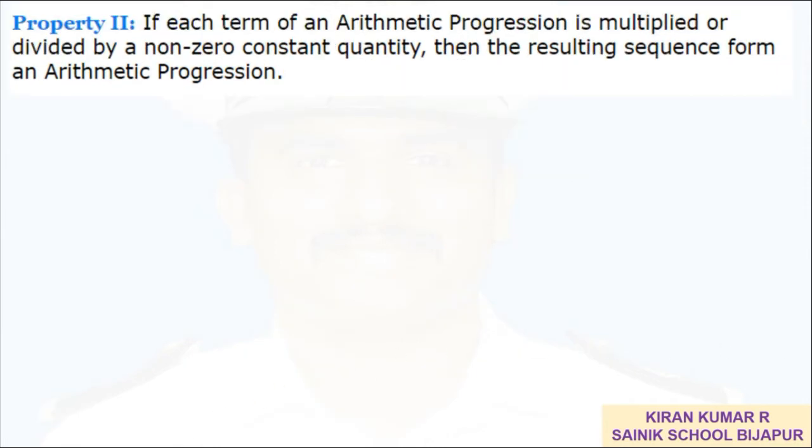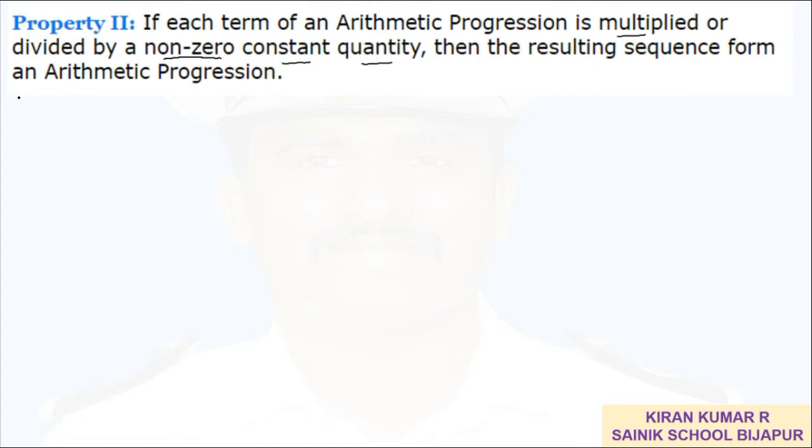Next property. If each term of an arithmetic progression is multiplied or divided by a non-zero constant quantity, then the resulting sequence forms an arithmetic progression. Once again, I'll make this into two cases. In the first case, I would like to consider multiplication of a constant quantity. In the next case, I'll consider division by a non-zero constant quantity.